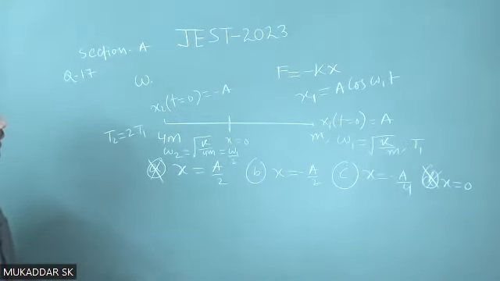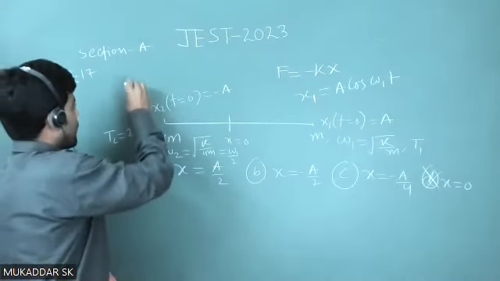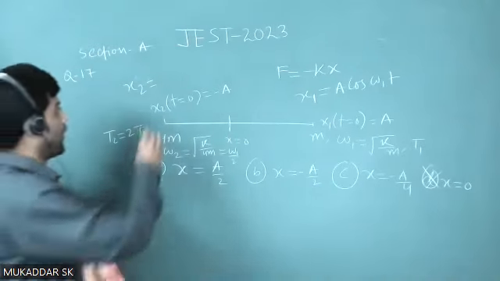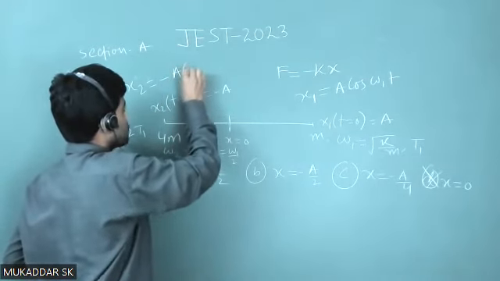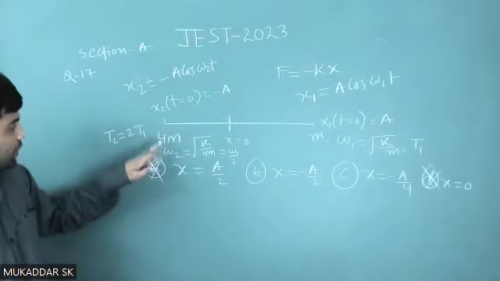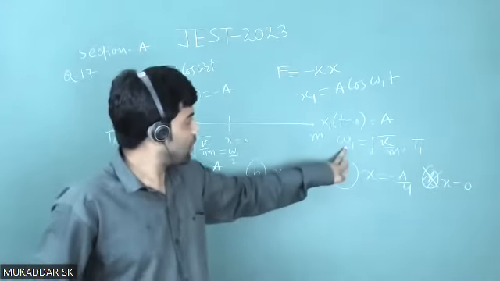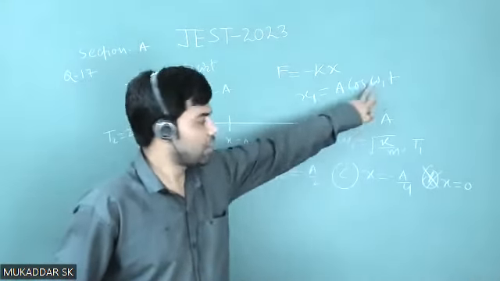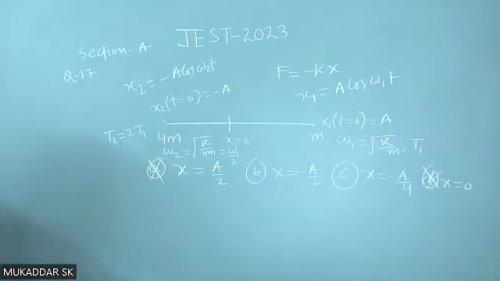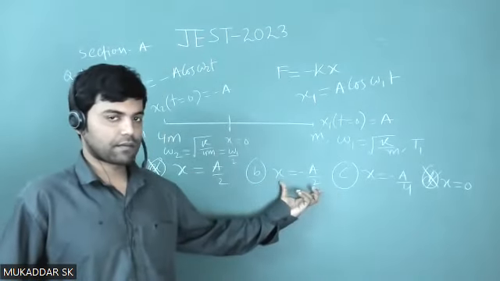On the other hand, if the particle starts its journey from the negative extreme condition, then x2 will be minus a cosine of omega 2 t. Omega 2 is the frequency of this particle, that's why I am taking omega 2. Here omega 1 is the frequency of this particle, so I am taking omega 1. Now I have to check whether this one will be correct or this one will be correct. So let me take this.